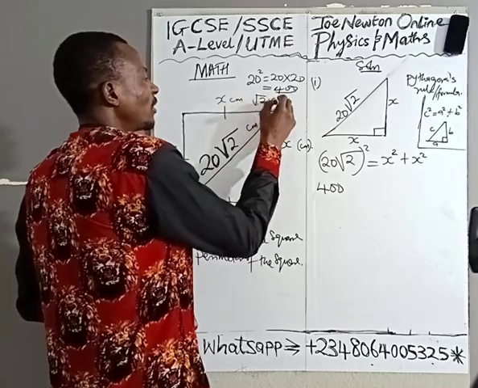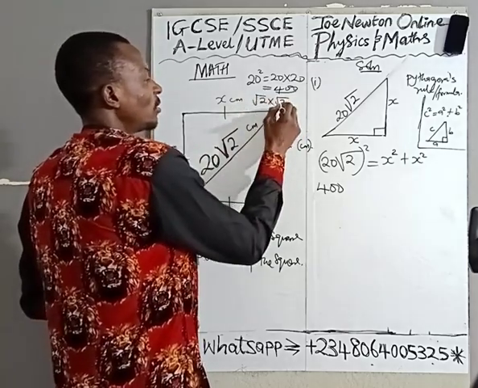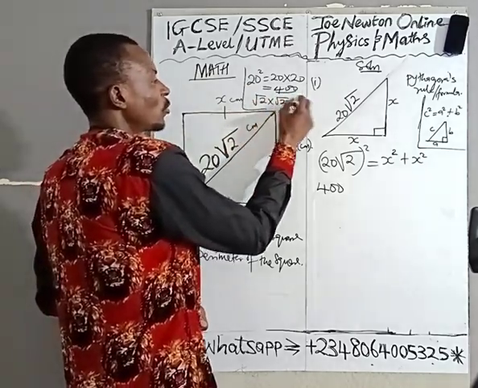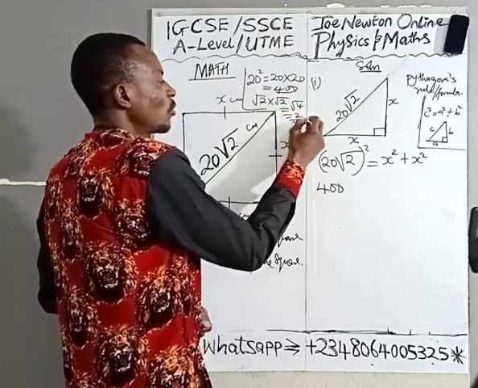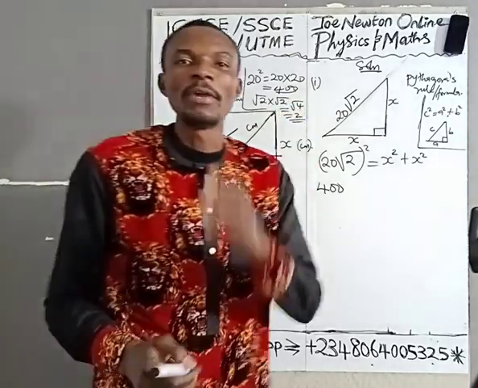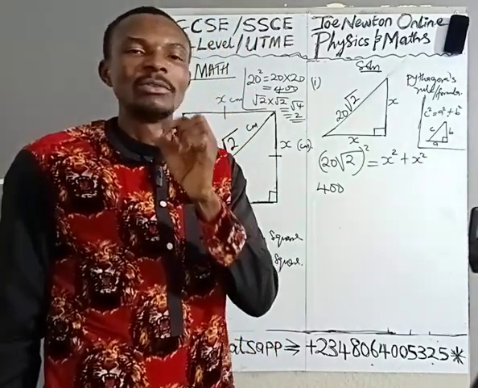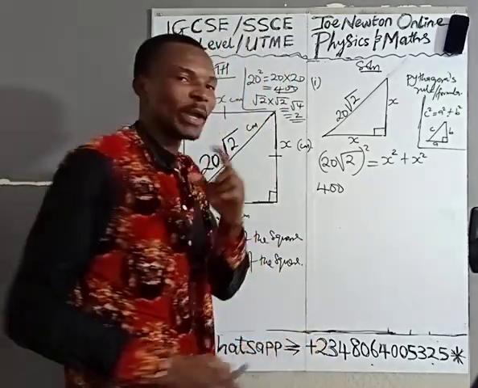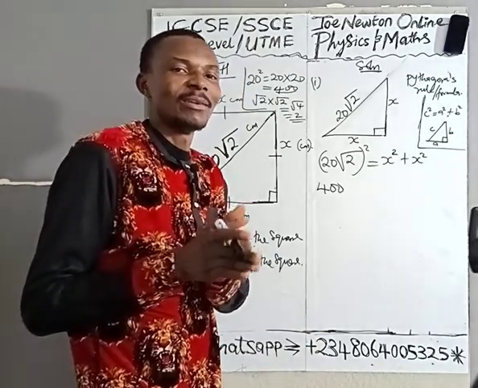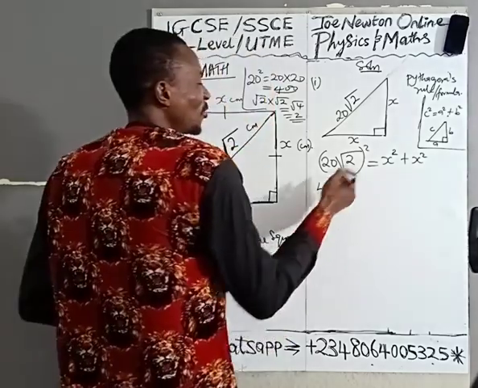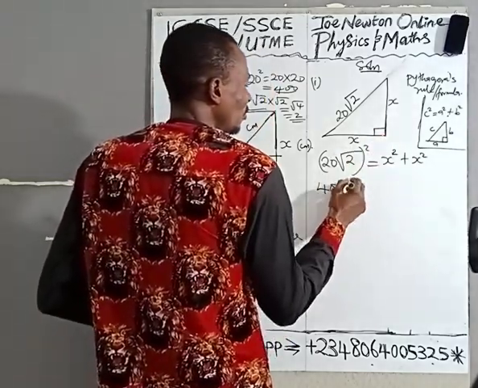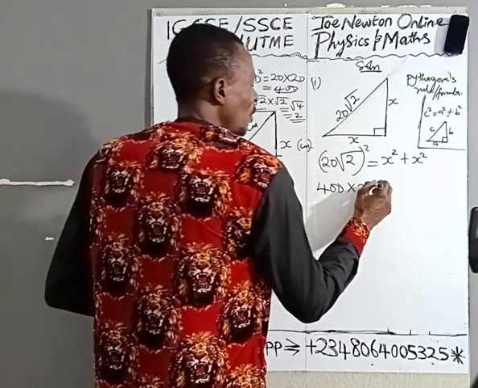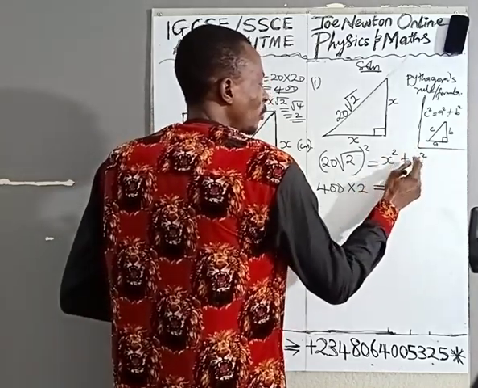Then root 2 times root 2 will give us the square root of 4, which is equal to 2. So when a root times itself, the square of a root is the whole number under it. When you square a root, it becomes a perfect square. You get it now? Okay, so root 2 squared gives us 2, which is equal to X squared plus X squared.